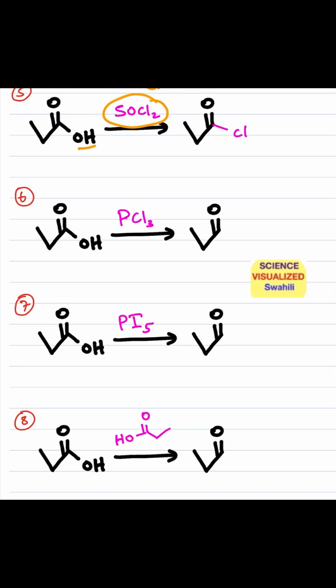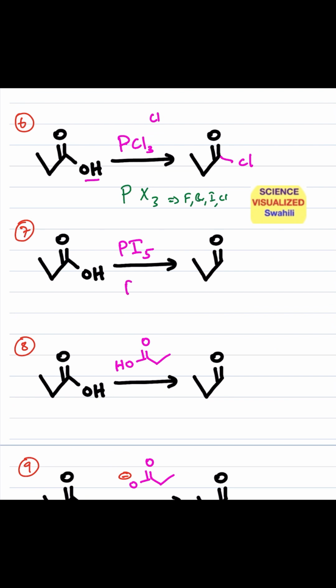Number 6, reaction with PCl3. So generally, PX3, where X is fluorine, bromine, iodine, chlorine, it will end up adding the corresponding halide. So in this case, we end up adding Cl, so we replace the OH with Cl. Same thing, PX5 will end up adding the X group. So in this case, you end up adding iodine, and therefore that becomes a product.